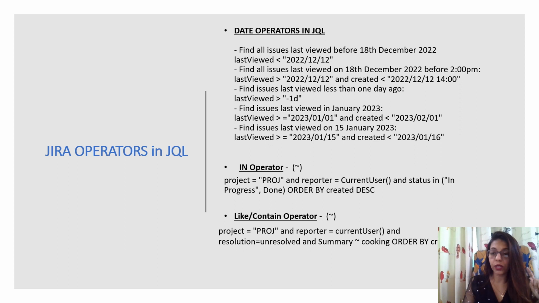If you know only cook but you don't know the other things, you can put it as percent, keep it in a quote, that is also fine, and you can get the output. Date operators: less than, greater than, 1 day ago, last view for January month, last view for a particular date month. All these are the date operators. There are many more, but basically which we actually use are these ones.